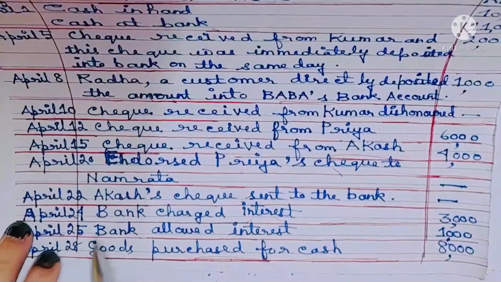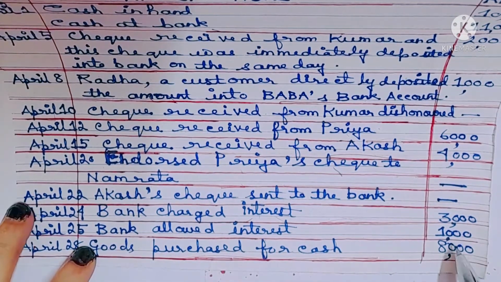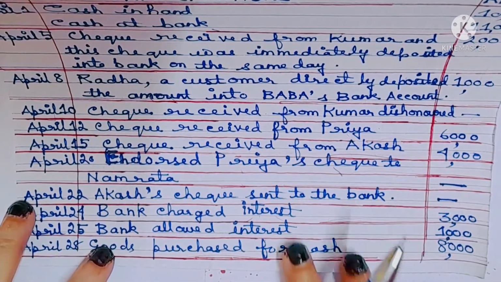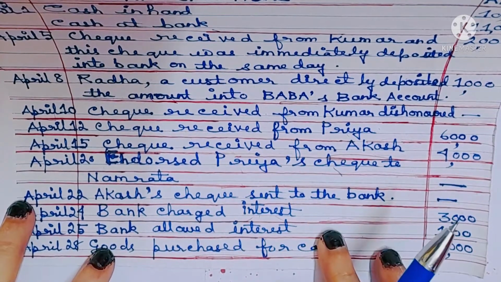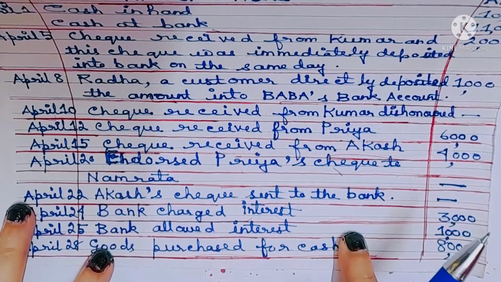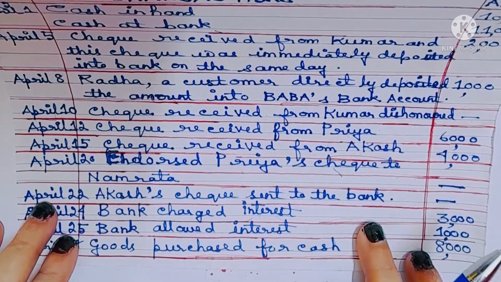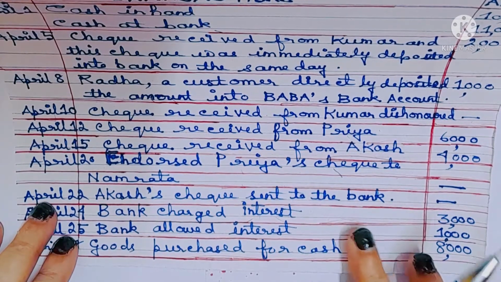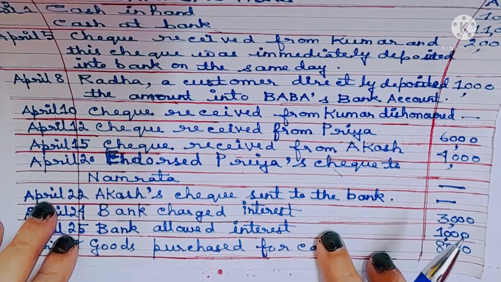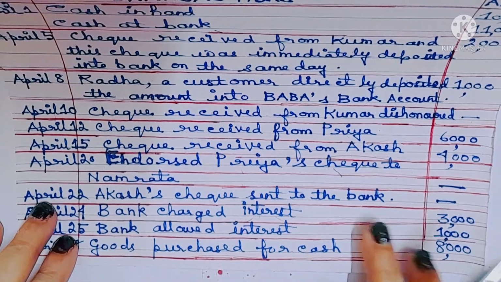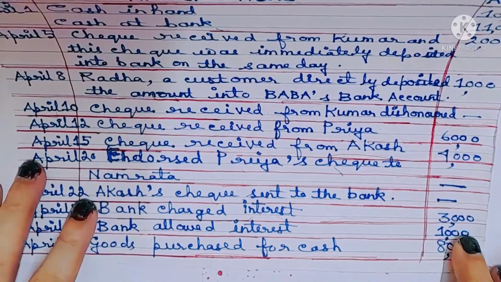The next transaction is on 25th April, bank allowed interest 1,000. So, the bank is giving interest to the customer. So, this is an income for the customer. So, what will be the journal entry? The journal entry will be bank account debit to interest account 1,000. So, what is the position of bank account? Since bank account is on the debit side, interest account will also be on the debit side. So, we'll have to write to interest account in the cash book on the debit side in the bank column 1,000. Okay, so let's write.